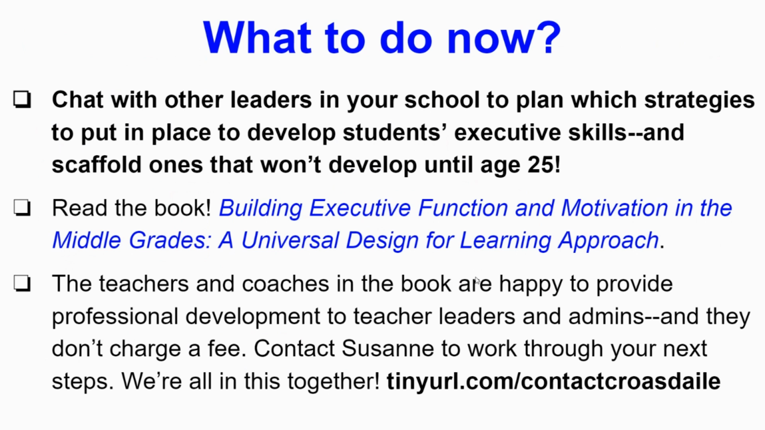So what do you do now? So you should chat with some other leaders in your school and plan which strategies you can put in place to develop students' executive skills. And we've got to scaffold the ones that won't develop until age 25. Of course, we all know some adults past age 25 who still need scaffolds, which is fine. That's what learner variability is.